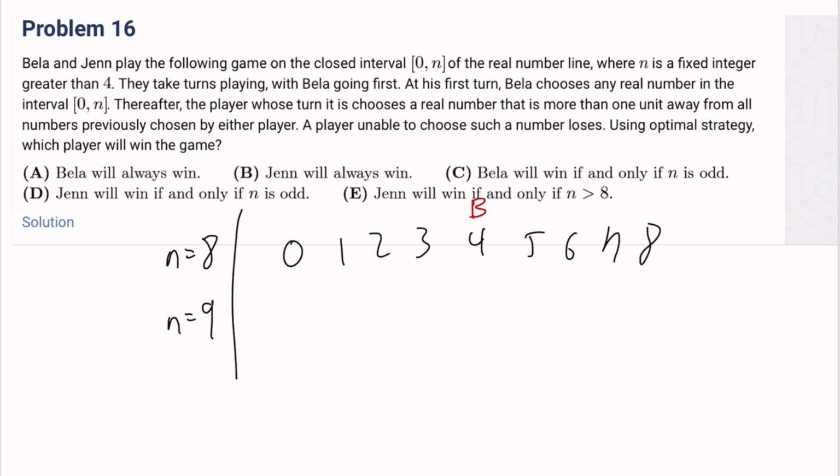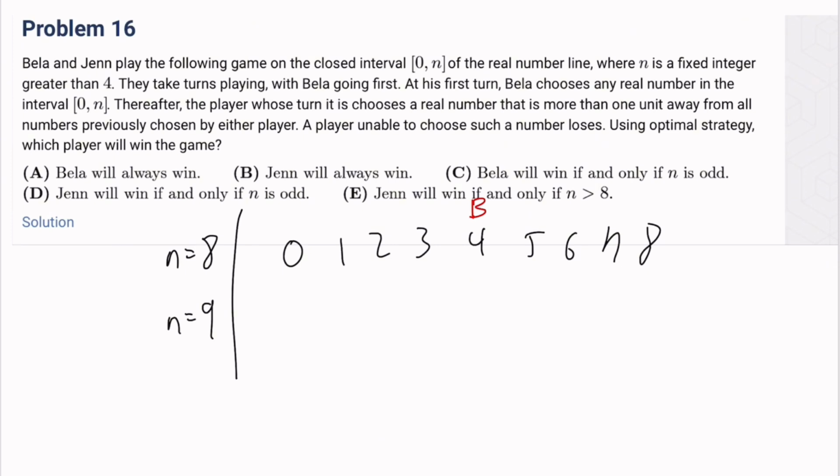Bella would choose 4 because that is the optimal strategy. And then Jen can choose either 7 or 6, because choosing 7 is the same as choosing 1, and choosing 6 is the same as choosing 2. And of course you can choose 8 and choose 0, but that won't be optimal strategy, right?